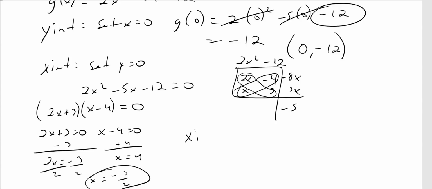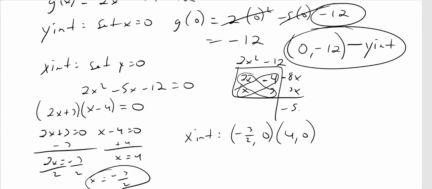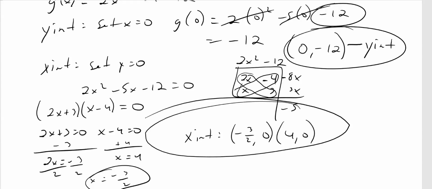So there we go. Your x-intercepts are negative 3 halves, comma 0, and 4, comma 0. That's it. It looks a little complicated, but it's not bad. So that's x-intercept, and of course this top one here was my y-intercept. Okay? Not bad. Let's do one more. Actually, I have 2 more to do with you guys.